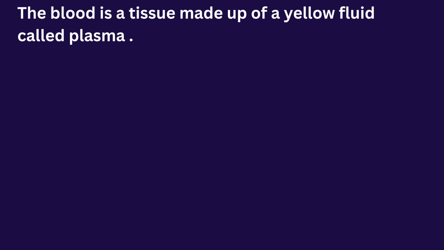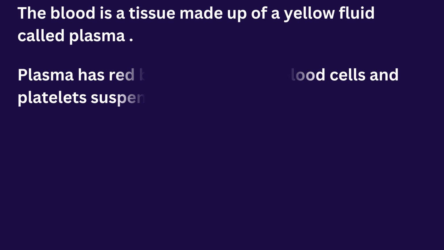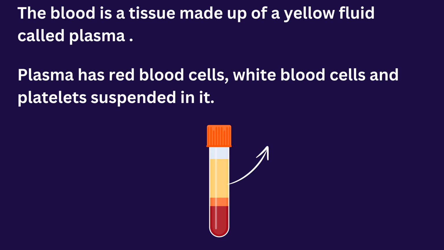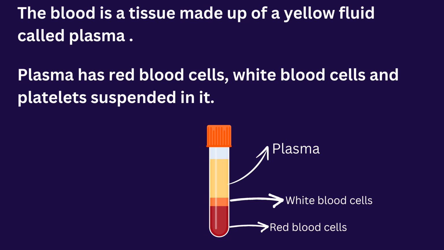So the first thing that you need to know is the blood is a tissue. It is made up of a yellow fluid called plasma. In this plasma, you'll find red blood cells, white blood cells, and platelets. And this is why the blood is considered to be a tissue, because it is made up of cells, red blood cells and white blood cells. All right, so this diagram is showing you the plasma, the white blood cell, and the red blood cells.